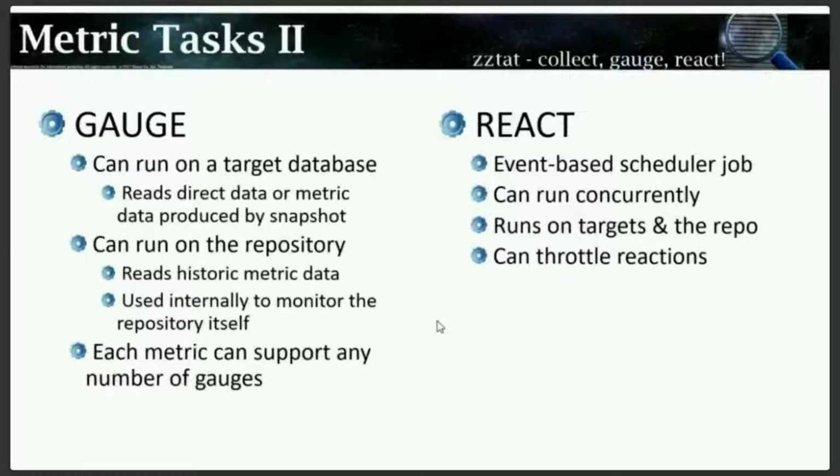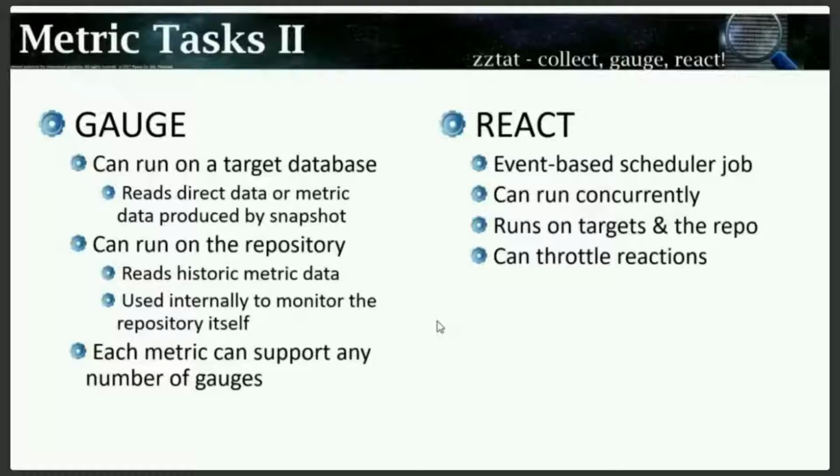Then we have the gauge. The gauge can run on the target and on the repository. So if you run it on a target, ideally what you want to do is use the gauge for the checks that require a quick turnaround. So when a tablespace is about to run full, the gauge detects that, and we add a new file to it. Or if a session is being blocked or many sessions are being blocked, we want the gauge to run right there and then on the target.